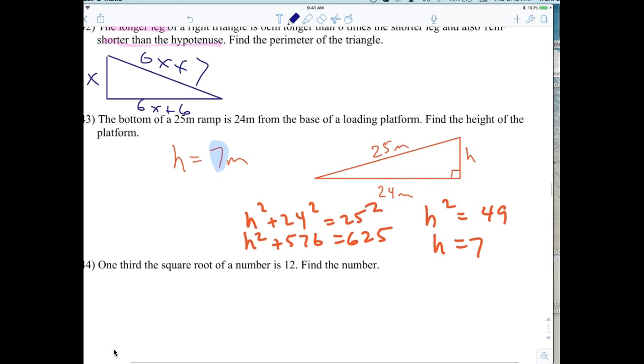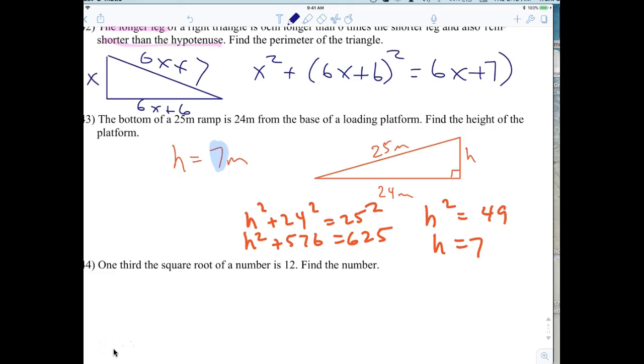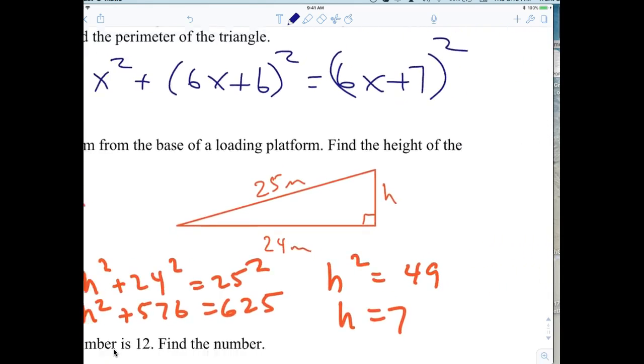The relationship between all 3 sides would be x squared plus (6x plus 6) squared equals (6x plus 7) squared. Anybody have any questions with that? The Pythagorean theorem, a squared plus b squared equals c squared. It's a right triangle. So the legs squared equal the hypotenuse squared. Now the next step is to expand everything.